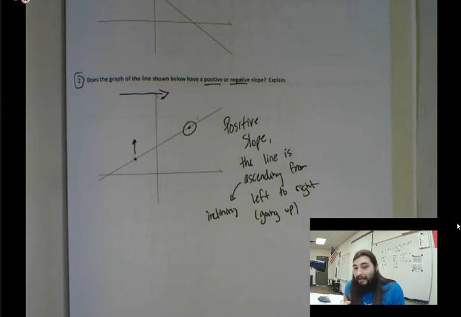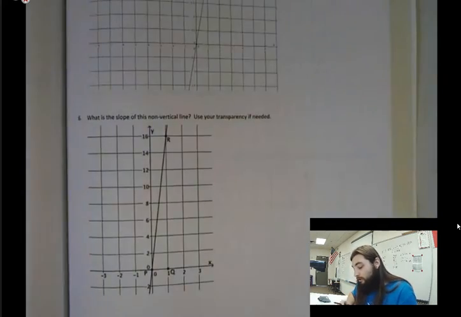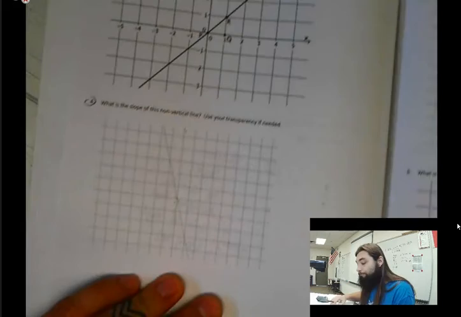And so when we're looking at this, any slope that we happen to encounter, we can determine right off the bat whether it's going to be positive or negative. So let's turn the page. Let's look at one like question number 4.